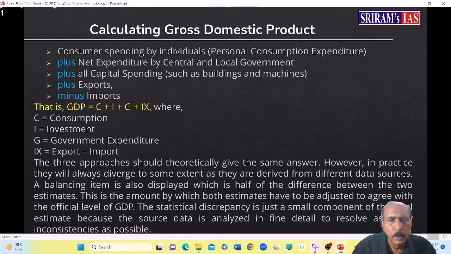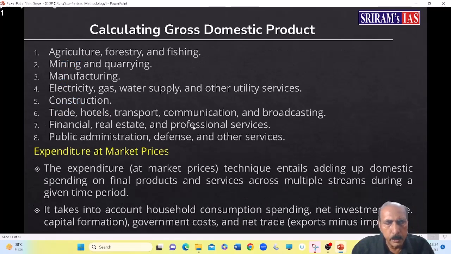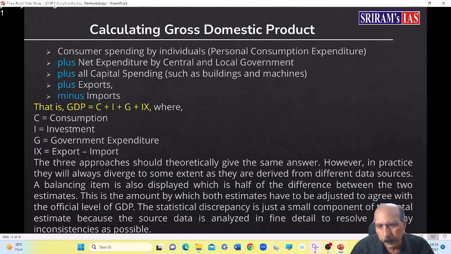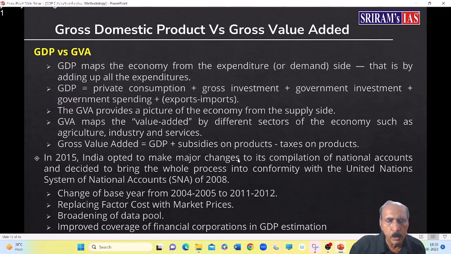The three methods which you need to know, I'll repeat, are the output method, income method, and expenditure method. The GDP should come out similar after making adjustments with regard to taxes and subsidies. But as I said, if there is still a discrepancy in the measures, then it has to be addressed by the statistical office through various statistical methods available. After doing that, GDP is published.